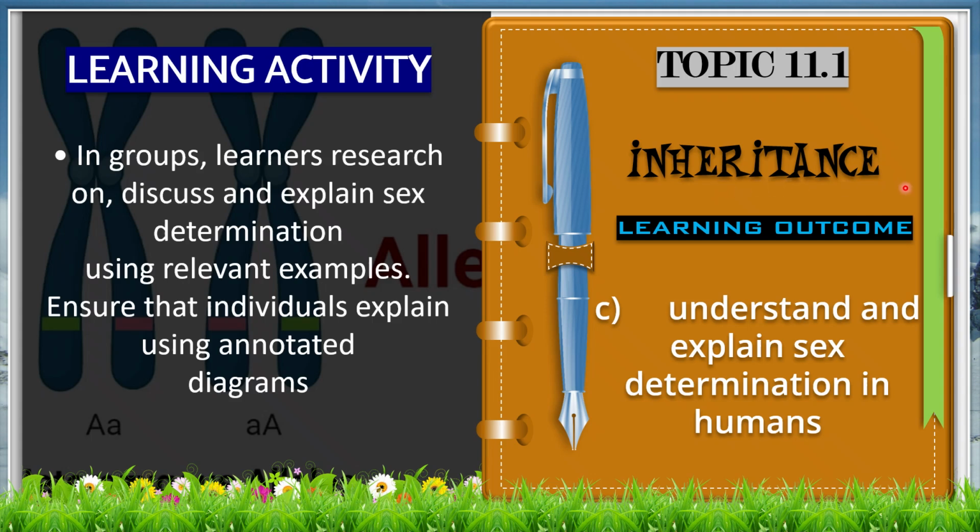Inheritance. Learning outcome C. Understand and explain sex determination in humans. We are going to look at learning activity in groups. Learners research on, discuss and explain sex determination using relevant examples. Ensure that individuals explain using annotated diagrams.